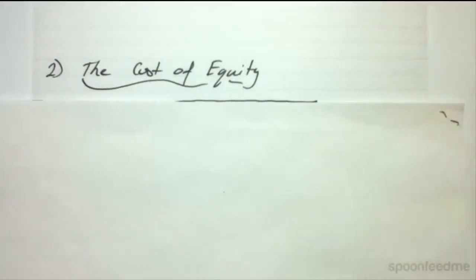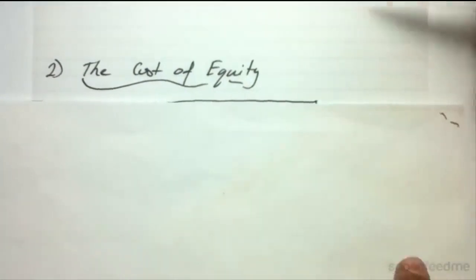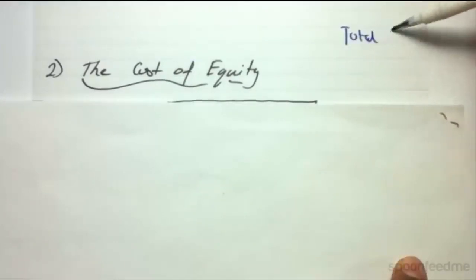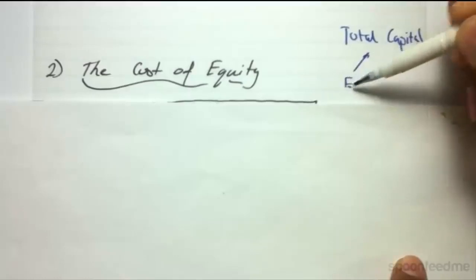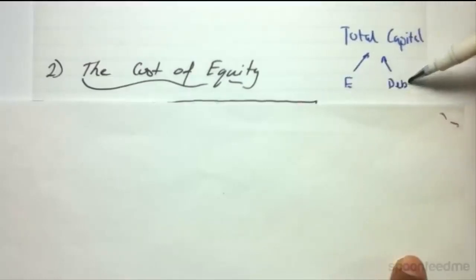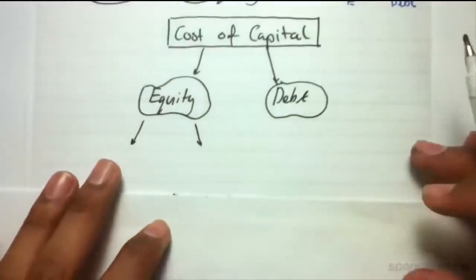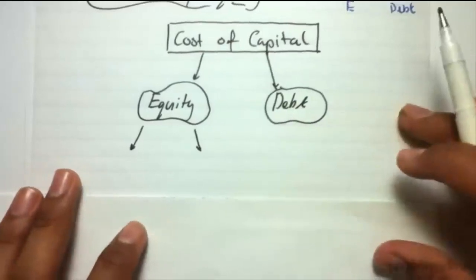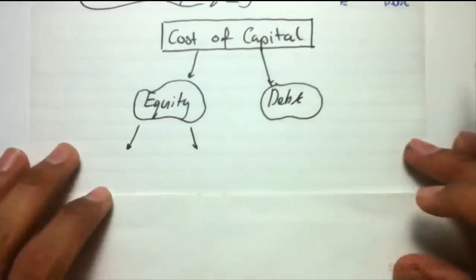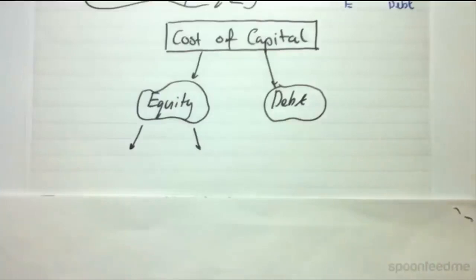We're looking at the cost of equity because let's just think of our total capital. Our total capital is made up of equity and debt. And so to find the cost of total capital, we need to look at the cost of equity and the cost of debt. Okay? Oh, I've already done this here. So cost of capital can be split up into equity and debt. We're going to look at debt in our other videos, and in this lesson we'll be looking at equity.